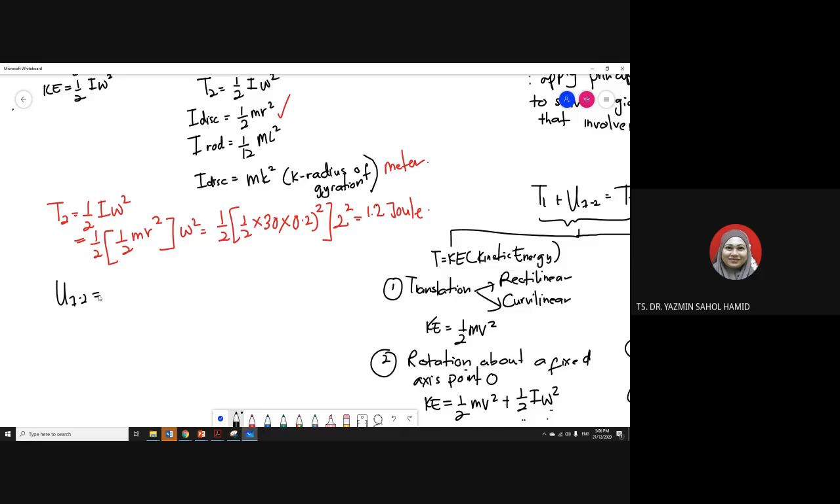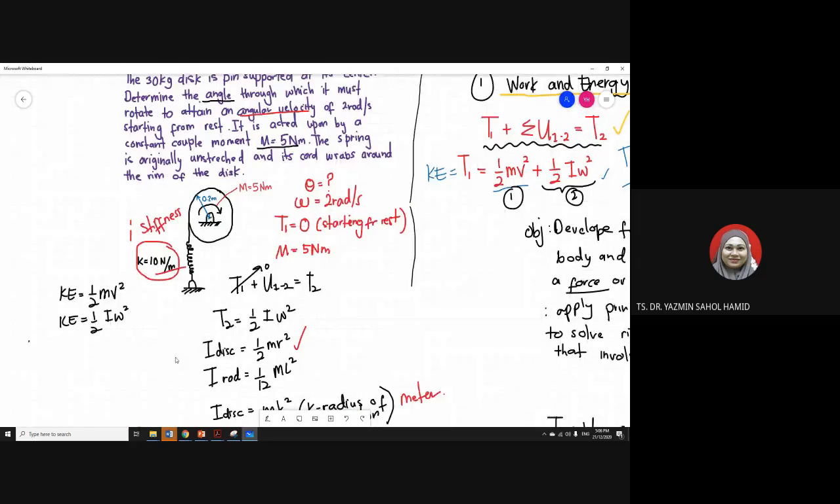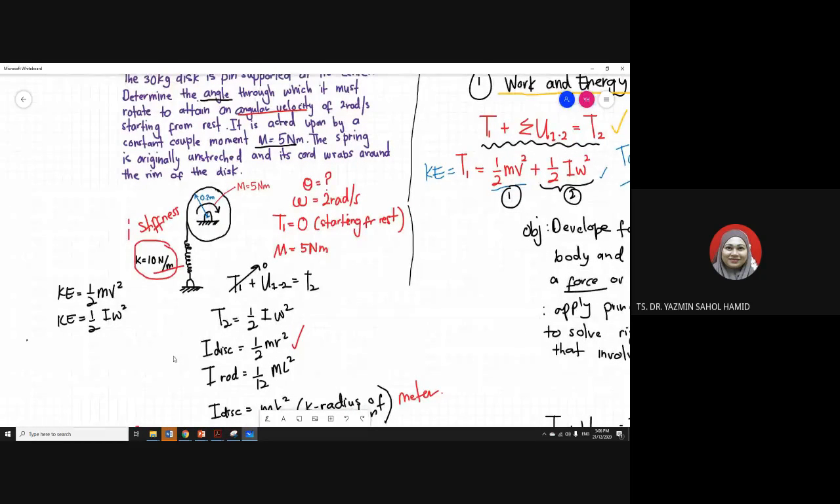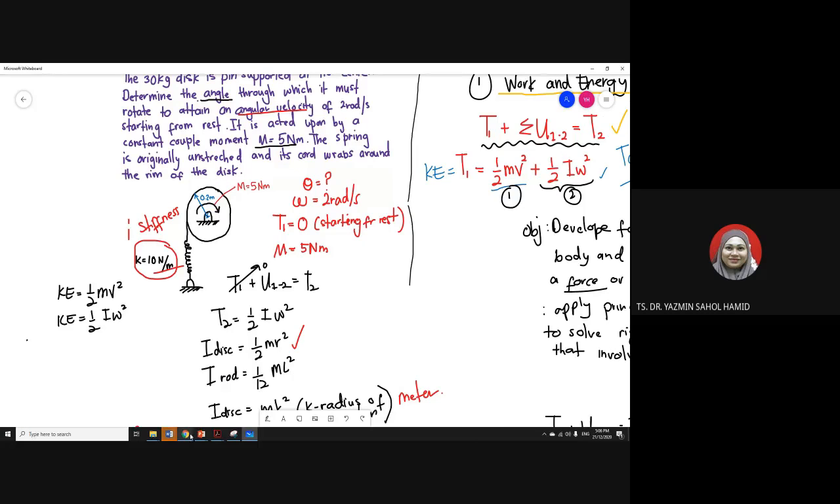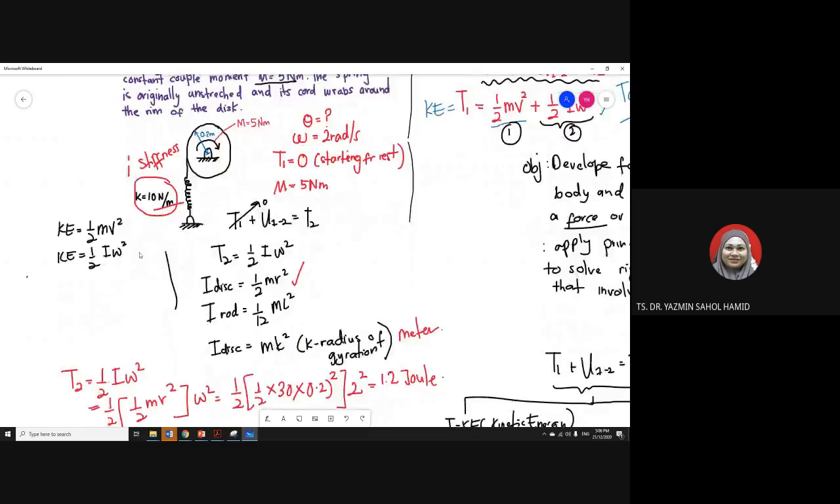Okay, now. So, can you tell me what type of work is in this rigid body question? Spring. Yes, good. Spring. Lagi satu? Couple moment. Tak ada weight. Dia not changing position. So, dia bukan couple moment. Dia bukan weight ya. Dia hanya moment and spring.